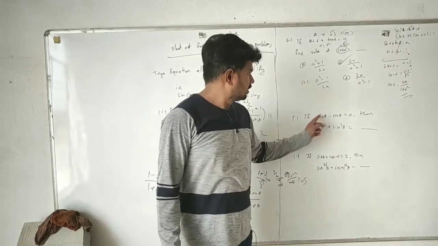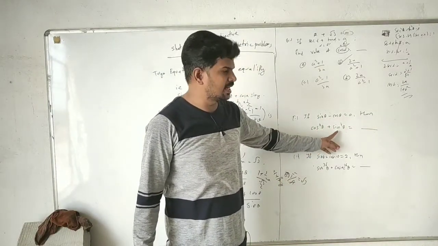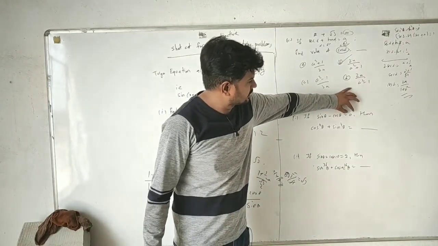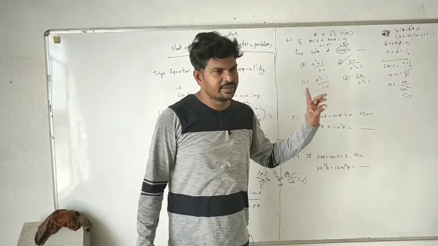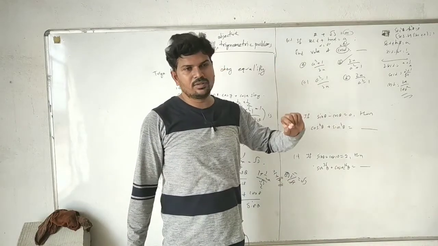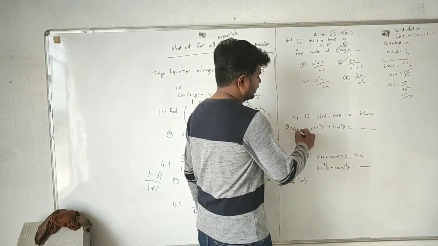See here, this problem. If sin theta minus cos theta is equal to 0, then what is cos power 4 theta plus sin power 4 theta? They have told already that sin theta minus cos theta is 0, so sin theta is equal to cos theta. For which theta value are both equal? Theta is equal to 45 degrees. Sin 45 is equal to cos 45, both are same here. So what is the theta value? It is equal to 45 degrees, very simple.